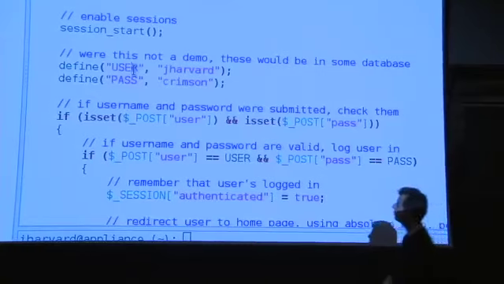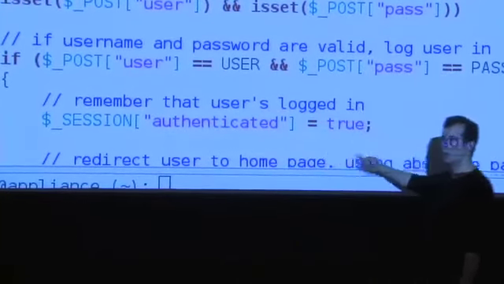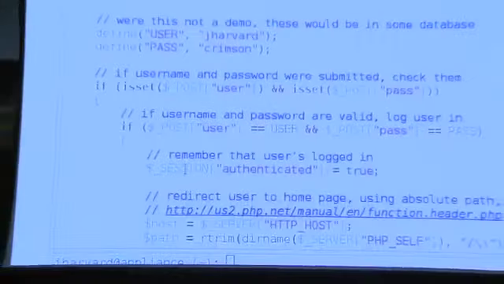How? Well, as Jack proposed, here's the secret line of code. $_SESSION authenticated equals true, which is not only setting it to true, it is just setting it in the first place, thereby making isset happy later. And if I scroll down further, what am I going to do? I'm going to redirect the user.